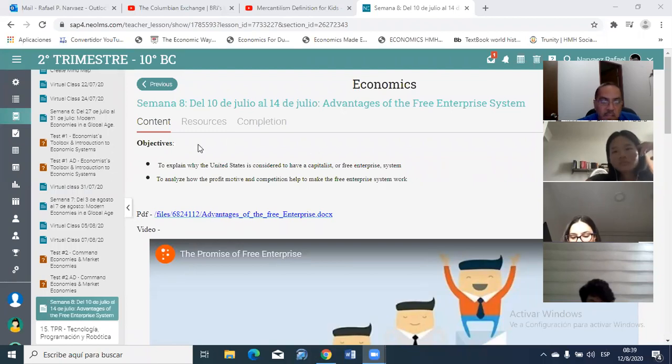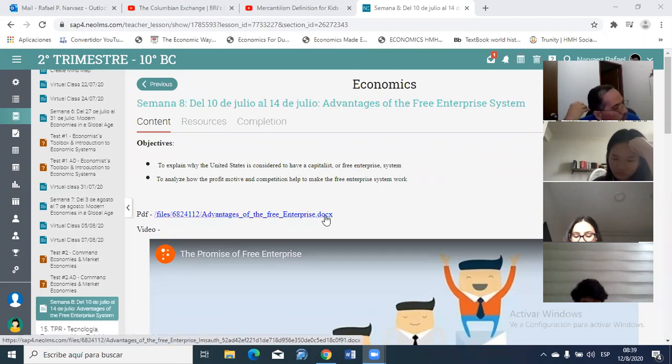Now, the objective of this class is to explain why the United States is considered to have a capitalist or free enterprise system for excellence, and to analyze how the profit motive and competition help to make the free enterprise system work.